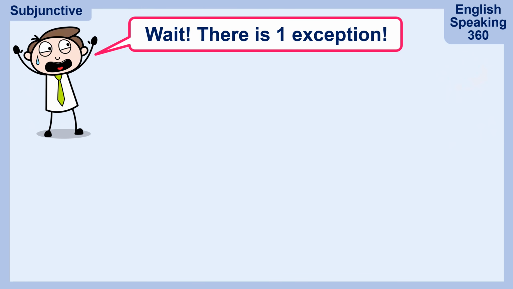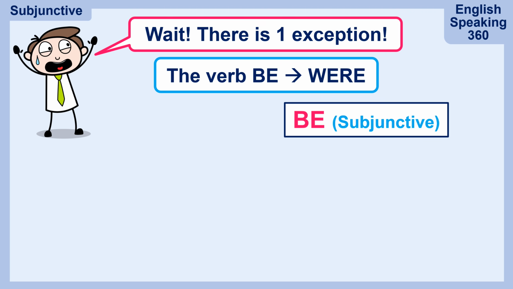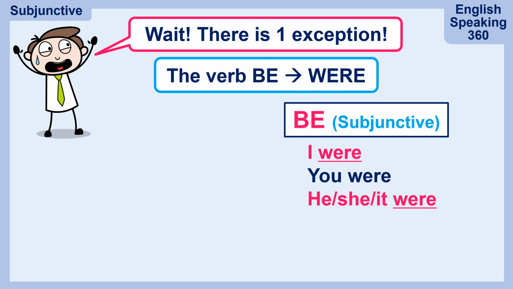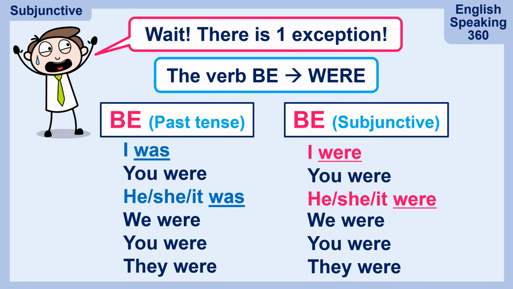Wait, there is one exception. That is so important to understand. The verb be becomes were at all persons. Let me show you. Be at the subjunctive mood is I were, you were, he were, we were, you were, and they were. Now, you notice they're all the same. Now, do you know be at the past tense? It looks like this. I was, you were, he was. So was disappears at the subjunctive mood. And that is what people have trouble understanding.